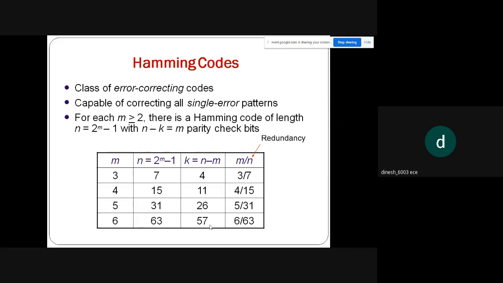Now, actually coming to our topic, what are Hamming codes? Why? Because we are dealing with Hamming distances, which leads to Hamming codes. So Hamming codes are a class of error correcting codes.